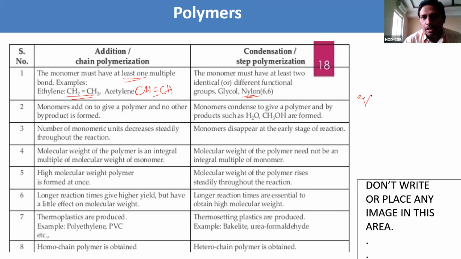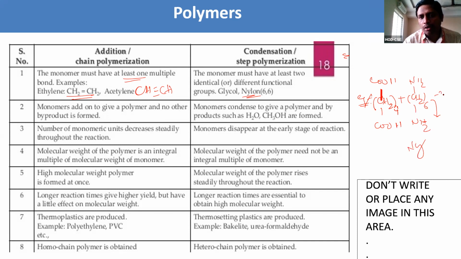Here we are taking the example of nylon 66. Adipic acid, CH2 taken 4 times, and we are adding carboxylic groups, two COOH groups, COOH on one side and COOH on the other side. It reacts with hexamethylene diamine, CH2 taken 6 times, with NH2 NH2. Hexamethylene diamine reacts with adipic acid. It gives nylon 66 by the elimination of water molecules, 2 moles of H2O will take place. The product we got is nylon 66.